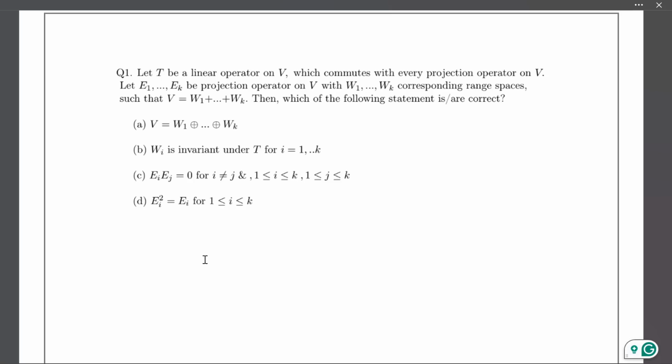Let T be a linear operator on V which commutes with every projection operator on V. Then let E1, E2, ..., EK be projection operators on V with W1, ..., WK the corresponding range spaces of the EIs, such that V is the linear sum of the WIs. Which of the following statements are correct?